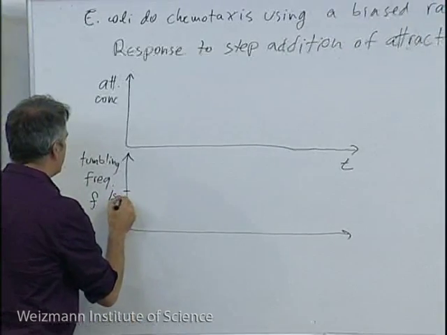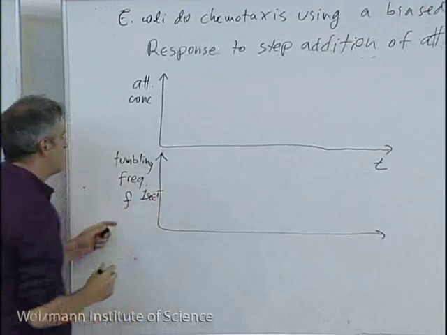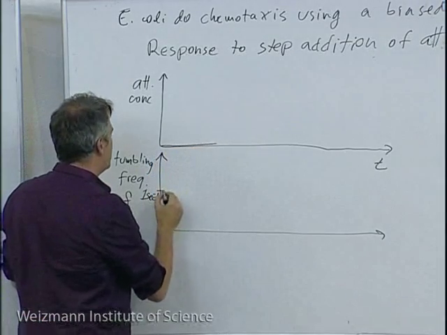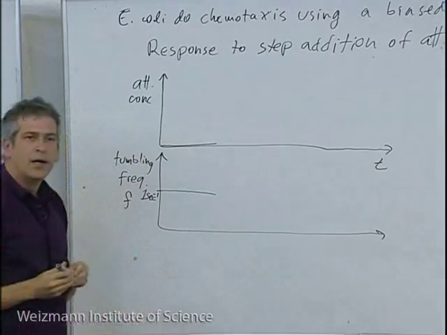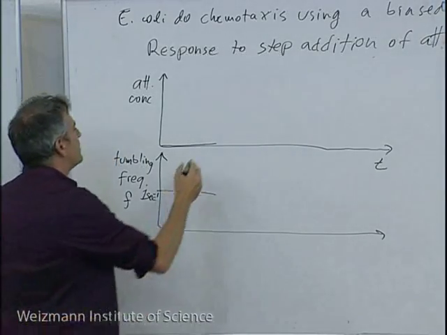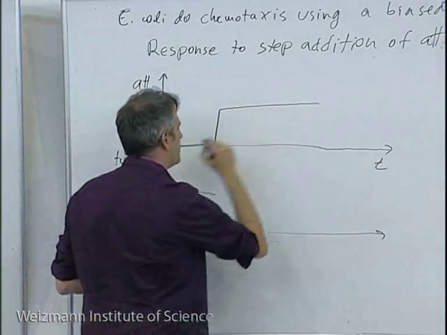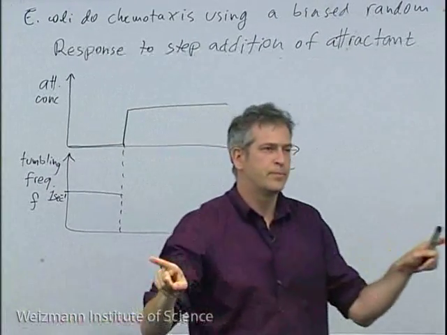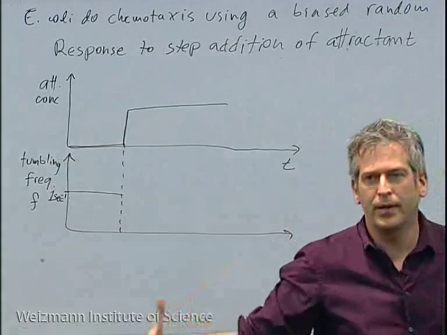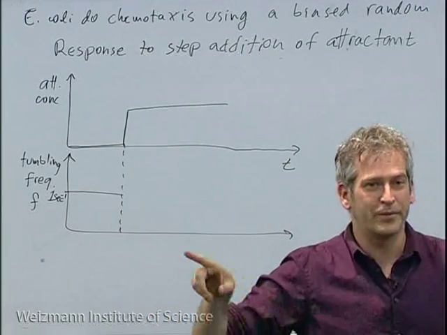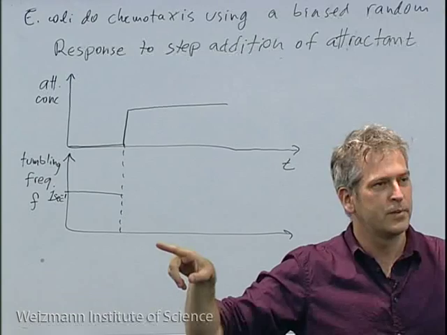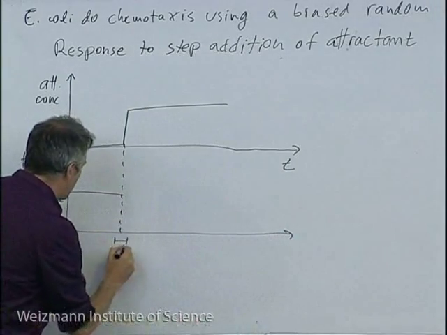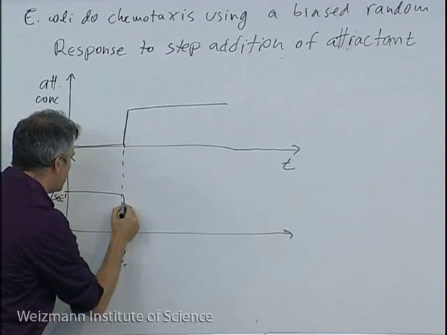Without any attractant around, it's about 1 hertz, once per second. So no attractant around, and now I'm going to add attractant. No matter which way the cells are swimming, they see an increase in attractant. So things have gotten better. So what do they do? Fewer tumbles. And within 1/10 of a second, they stop tumbling.